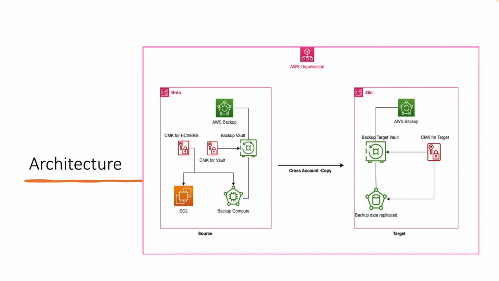First we're going to deploy the vault, you can see here, and two CMKs. The first is the CMK for the backup vault and the second one is for the EC2. So you can see the EC2 uses the key for the source, and that same key will encrypt the backup data also.